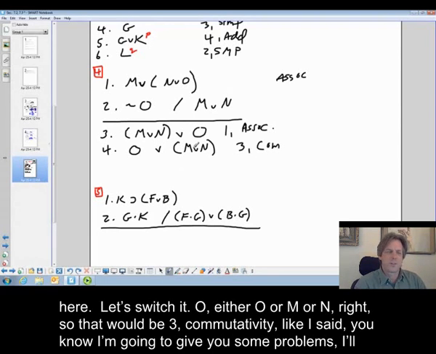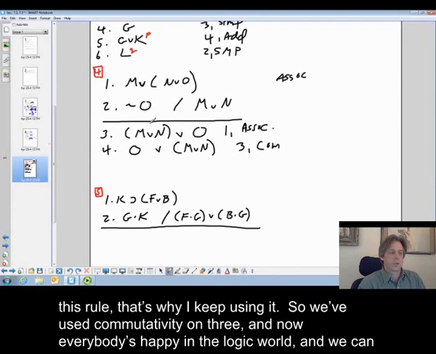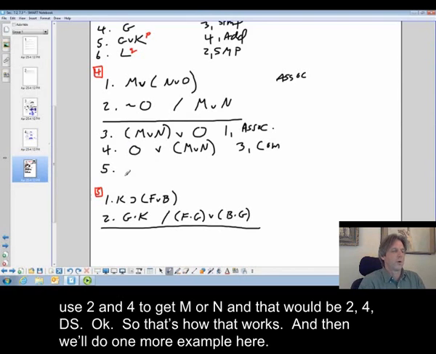And like I said, I'm going to give you some problems where I'll say, don't worry about commutativity. You could use 2 and 3, and these cancel out and put the M or N down. But for right now, let's get you used to this rule. That's why I keep using it. So we've used commutativity on 3, and now everybody's happy in the logic world, and we can use 2 and 4 to get M or N, and that would be 2, 4 DS. Okay? So that's how that works.